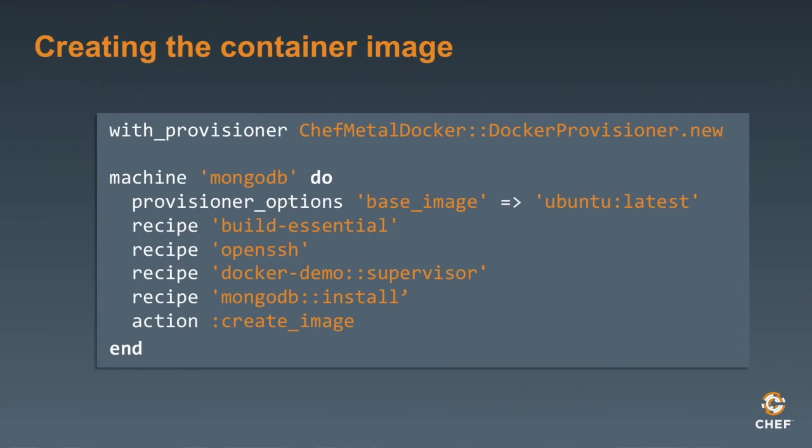I could also spin up the resulting image, but for now, we're just going to create it. The create image action lets the machine resource know that it should just create this image and not leave the container running.